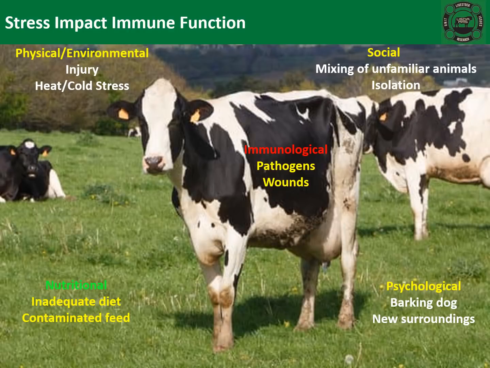The innate immune response, while highly conserved in mammals, is not a constant entity, and it can be influenced by numerous factors, including physical and environmental stress, social stress, nutritional stress, psychological stress, as well as immunological stress.